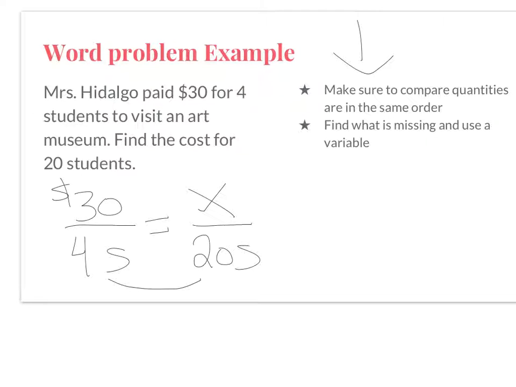4 to 20, you're going to times it by 5. So I'm going to times this by 5, and it's going to be $150. Not all of them are going to be that easy, or we can do our cross products.